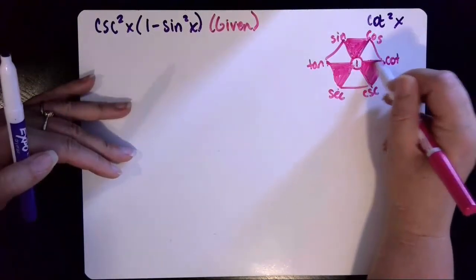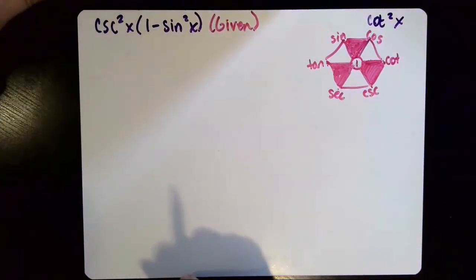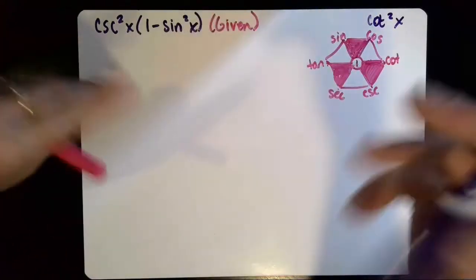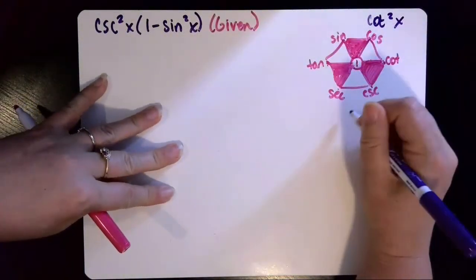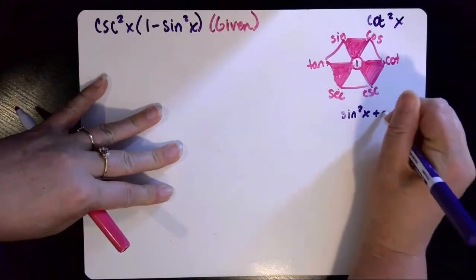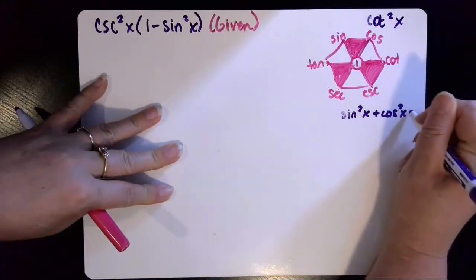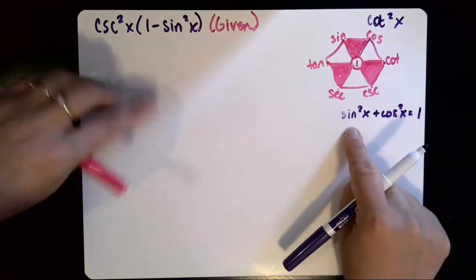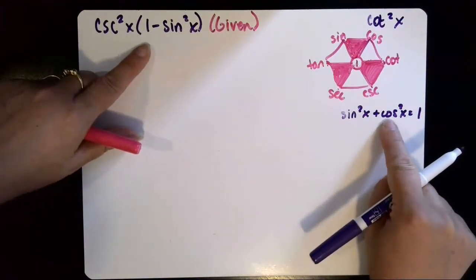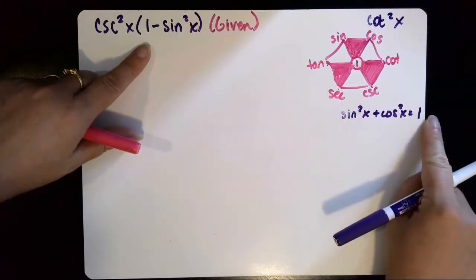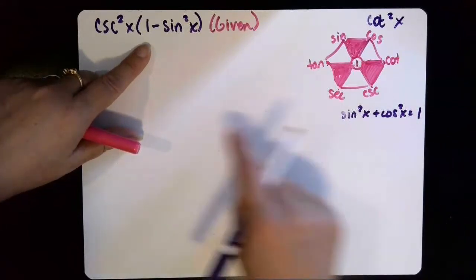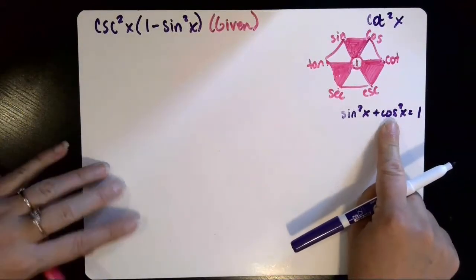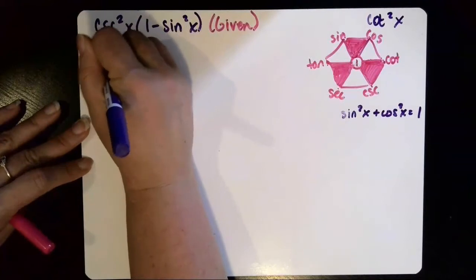Okay, so if I take a look at this 1 minus sine squared, I know that sine squared x plus cosine squared x equals 1. That's my Pythagorean identity from the hexagon. If I were to solve this for cosine, I would subtract sine to the other side. So that means that 1 minus sine squared x is equivalent to cosine squared x. So I'm going to make that substitution.